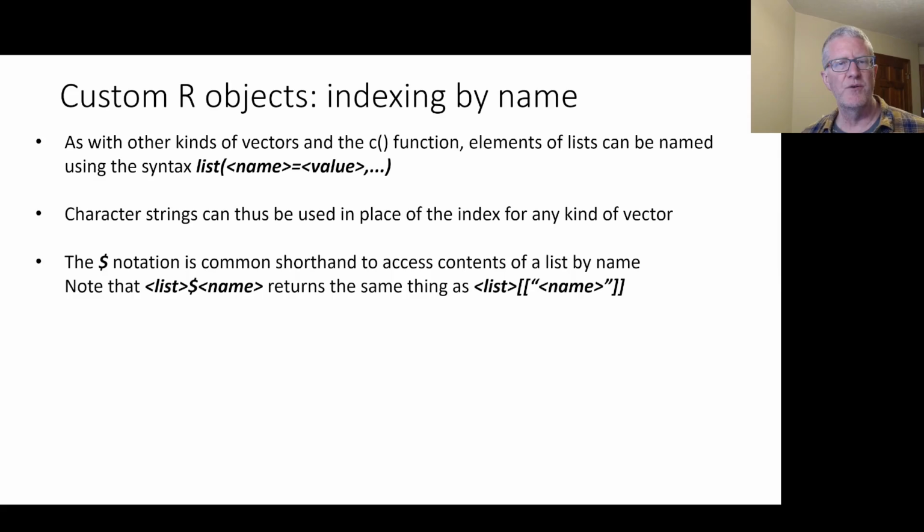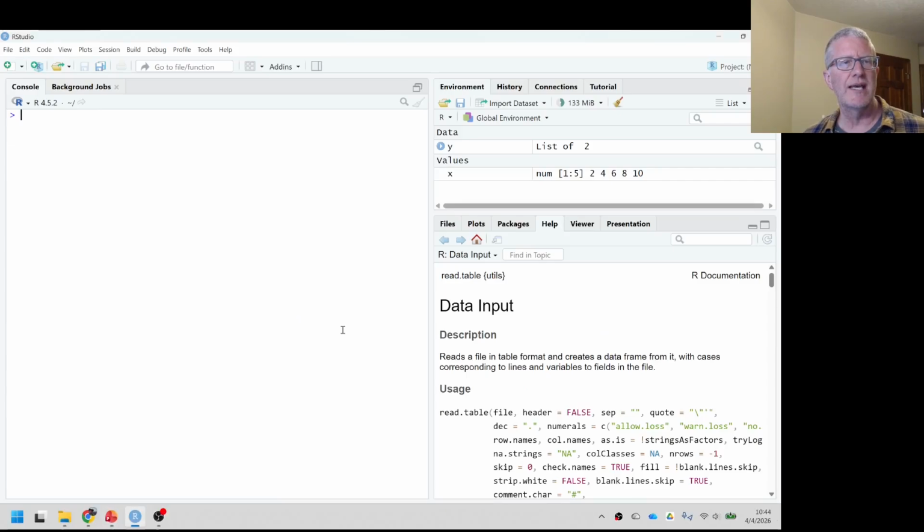Also, we have another way of indexing with a list that we didn't have with an atomic vector. We can use the $ notation. So ultimately, if we want to get at the contents of a given element of a list, we might put a name in double square brackets, but there's a shorthand for that, and that's the $ operator. So if we put a $ with a name after it, we can do the same thing. Let's look at how this works in a simple example in R.